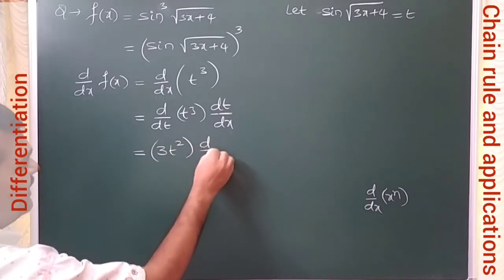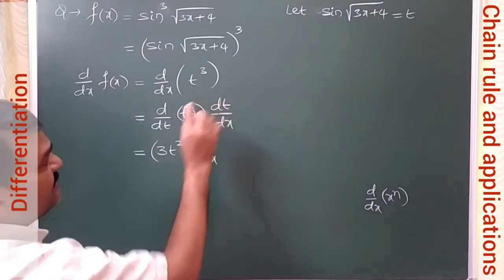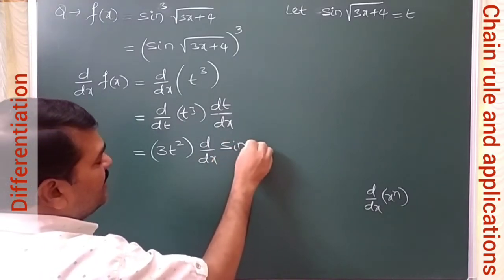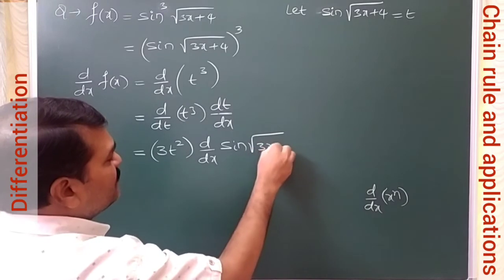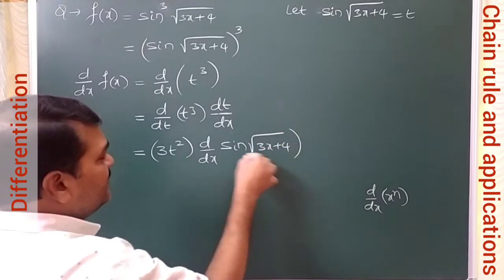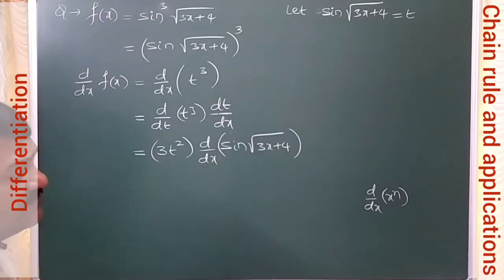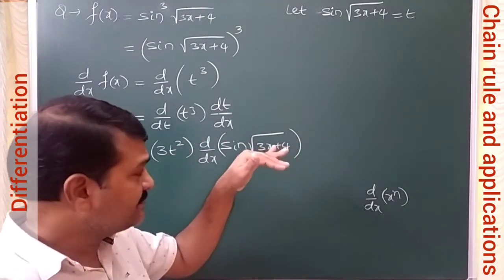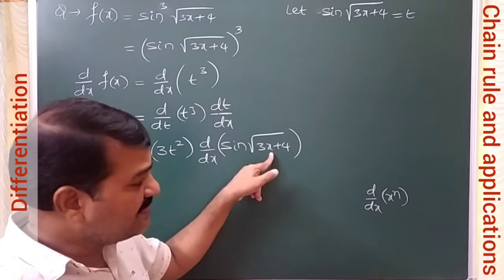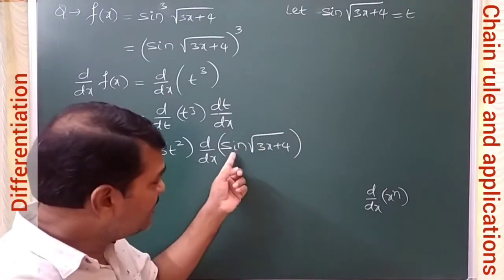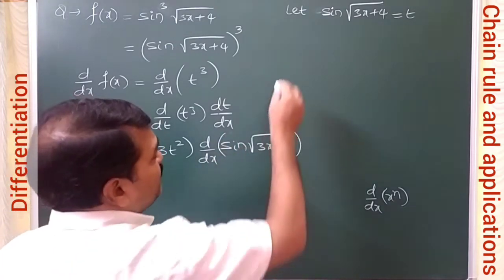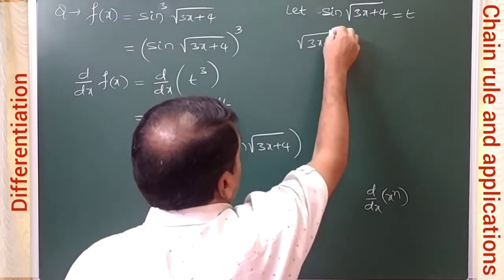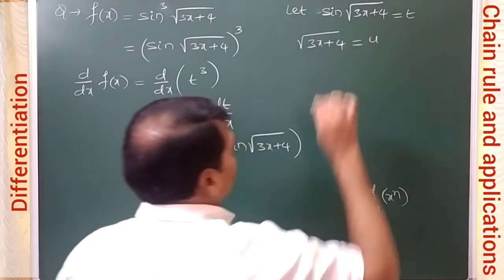Next, d by dx of t, where t means sine under root 3x plus 4. Again, this is not a standard form. You don't have the derivative of sine x; some other thing is there. The derivative of sine x is a formula, but instead of x you have something else. So take 3x plus 4 as some u, for example.